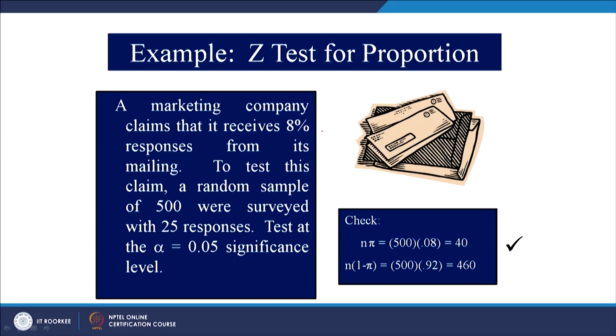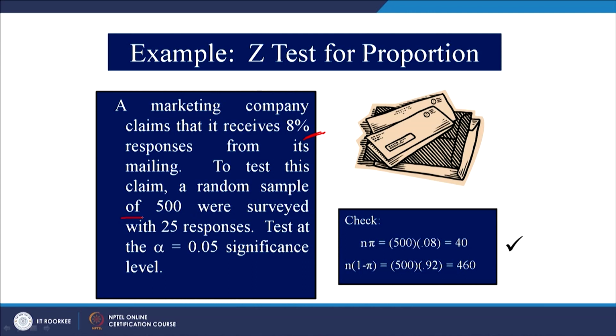And the question is like this: a marketing company claims that it receives 8% responses from its mailing. So, this is the claim of the company, 8% responses the company receives from its mailing, right. Now, you want to test whether this claim is correct or not. So, you collected a sample of 500 respondents and you found that only 25 responses. So, you need to test this hypothesis at 0.05 significance level.